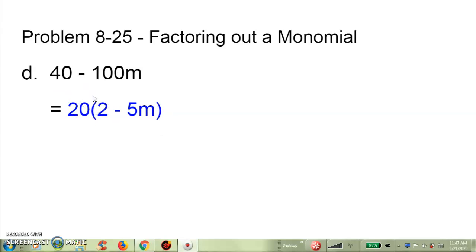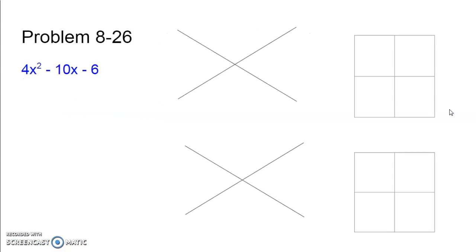Then 40 divided by 20 is 2. And then minus, and then 100m divided by 20 is 5m. You could also think about this as negative 100m divided by 20 is negative 5m. But then to double check, just use the distributive property. 20 times 2 is 40. 20 times negative 5m is negative 100m. That's it. All right, so this is how you factor a situation like that. Start by factoring out a monomial.